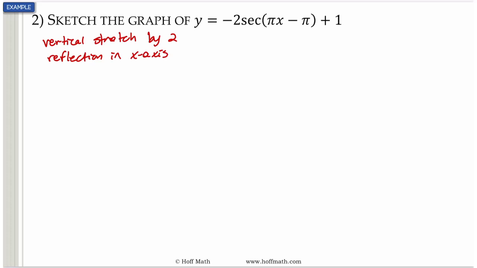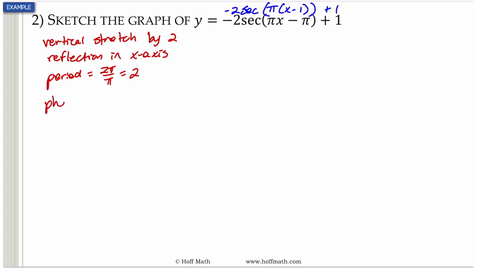So we'll go ahead and pull out that pi. So we're going to have pi and then x minus 1, and that's all going to be in the secant. Then I can see that the period is going to be 2 pi divided by pi. This is different. That's just going to be 2. We'll come back to that in a minute.